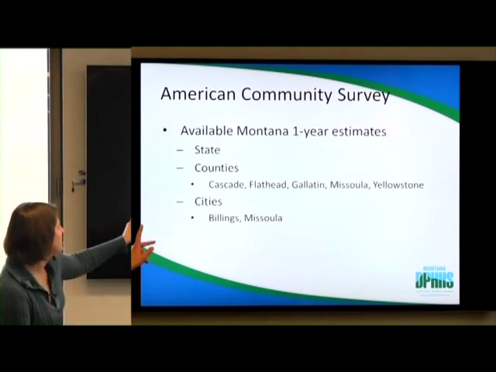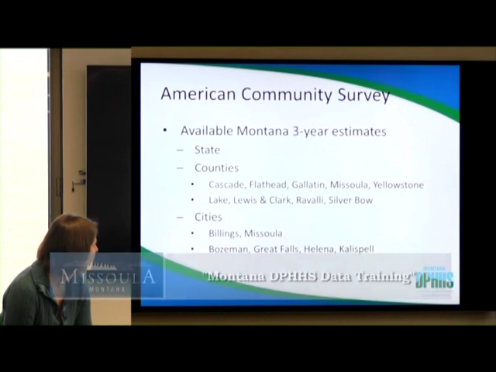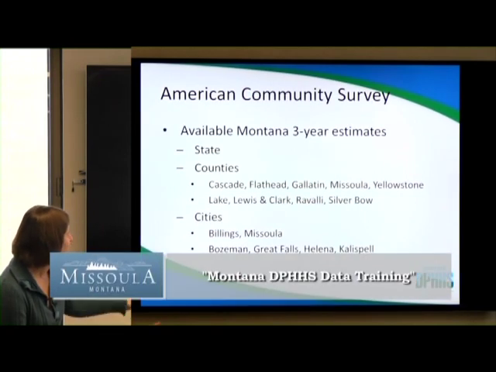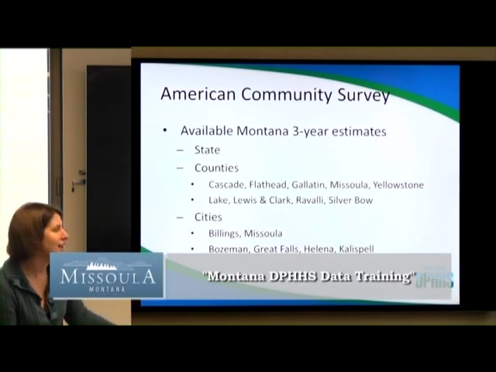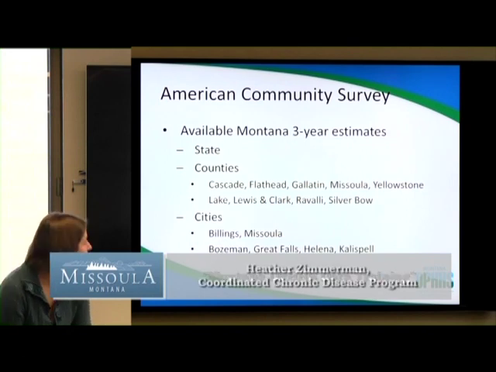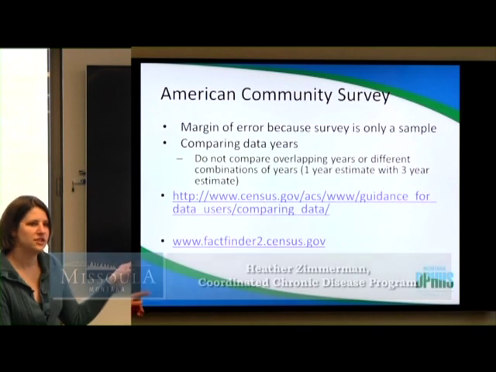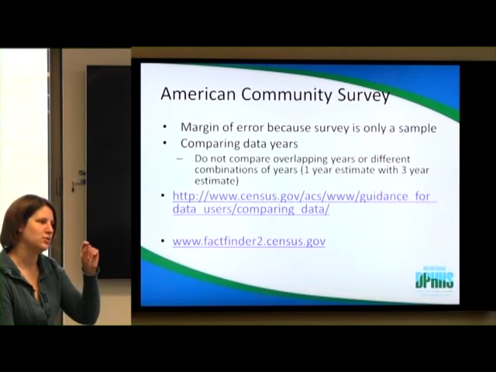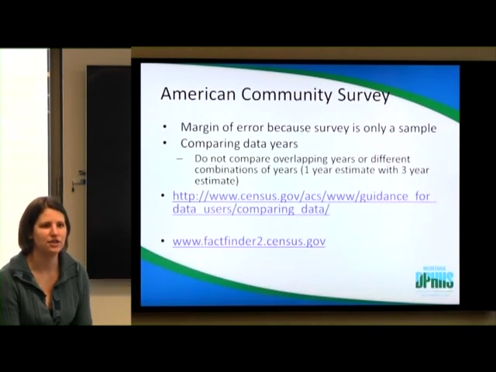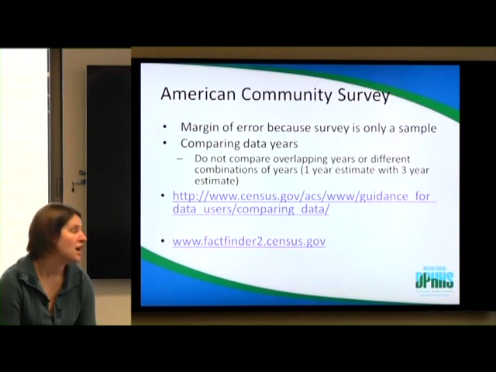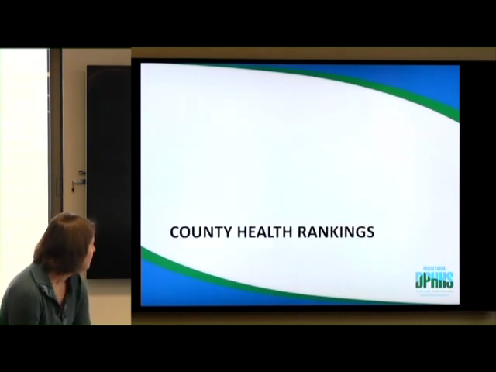And those are the counties that are available in 1 year. And those are the counties that are available in 3 year. And then obviously everything else is 5 years. They report margin of error, just so you know. It's plus or minus, whatever. That's just their style instead of a confidence interval. And those are the websites.